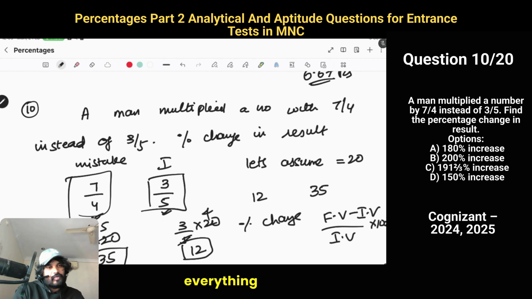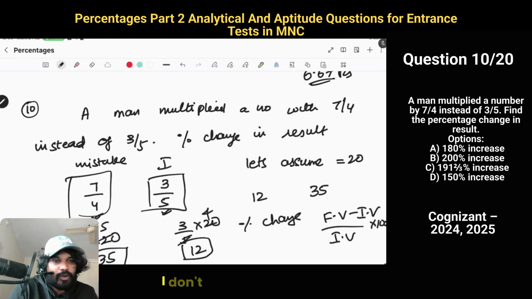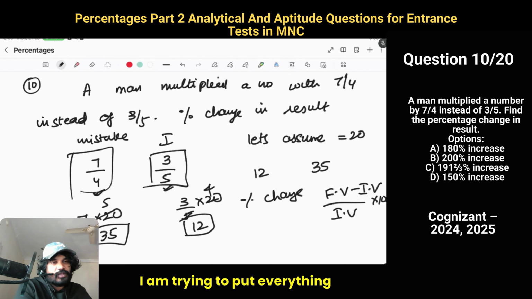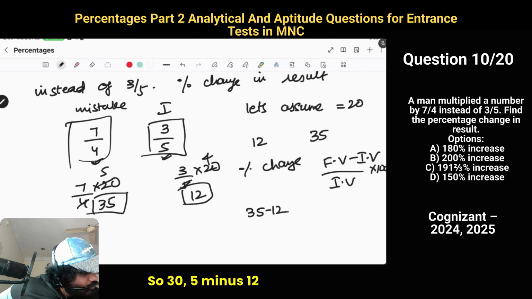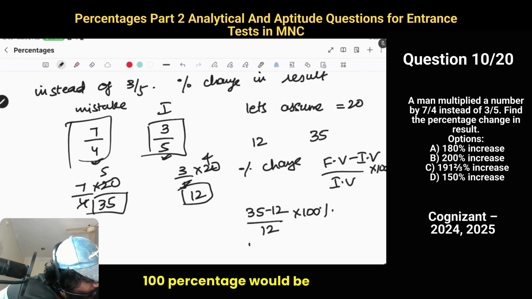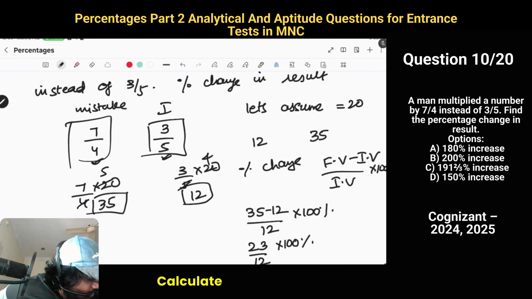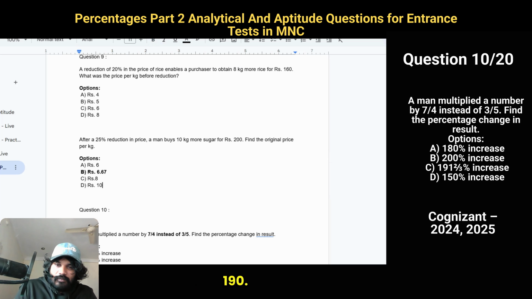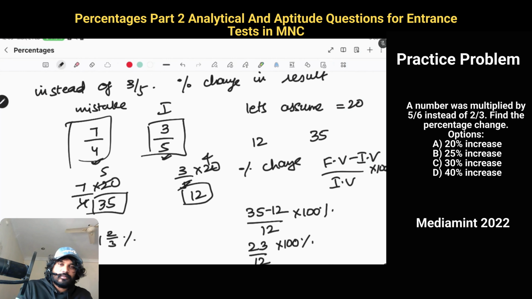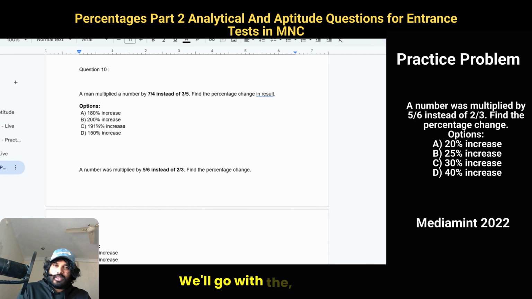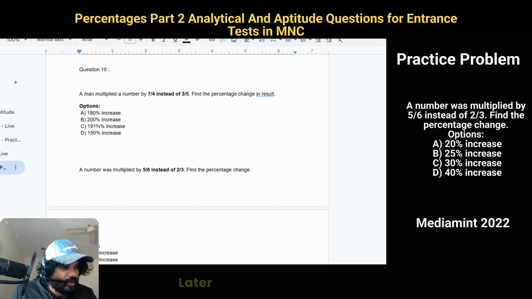See, why I'm explaining everything with one formula, right? I don't want you to get confused between formulas. Even though it's difficult, I'm trying to put everything into the same formula so that with only one formula you should be able to solve any problem. So 35 minus 12 by 12 into 100 percentage would be 23 by 12 into 100 percentage. Calculate, you would be getting 191, 2 by 3 percentage. Clear. Later you can do the 10th problem, second one.